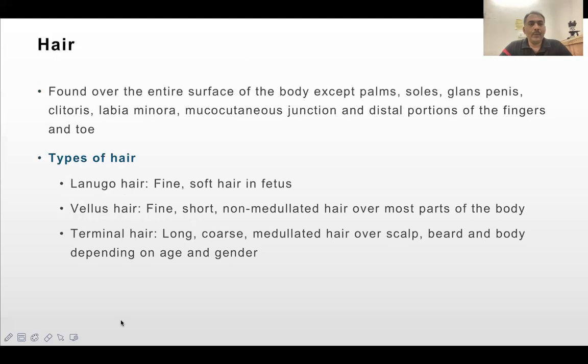The hair follicle is found over the entire surface of the body except the palm, soles, glans penis, the clitoris, labia minora, and the mucocutaneous junction. The distal parts of the finger and toes are also free from the hair follicles.